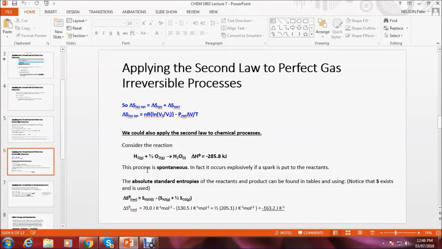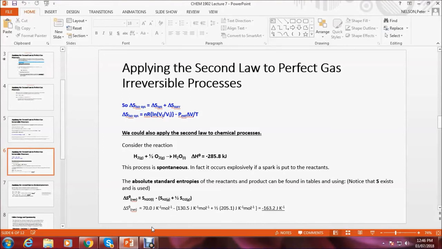So for example, if you want to calculate the entropy change for the formation of water, then you can get the entropy for water. Of course, you'll say products minus reactants, of course considering the coefficients. So let us do that calculation.